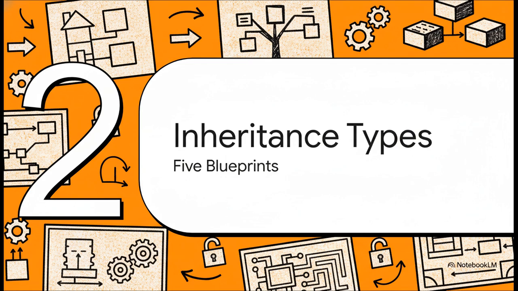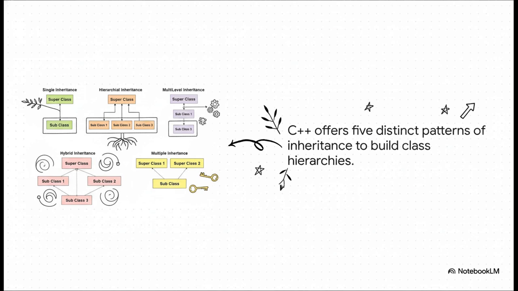C++ actually gives us 5 different blueprints, 5 different ways to structure these relationships between our classes. So here they are, all the flavors of inheritance you can use. You've got single inheritance. That's the simple one-parent, one-child model. Then there's multi-level, which is like a family tree, grandparent to parent to child, perfect for building up features in layers.